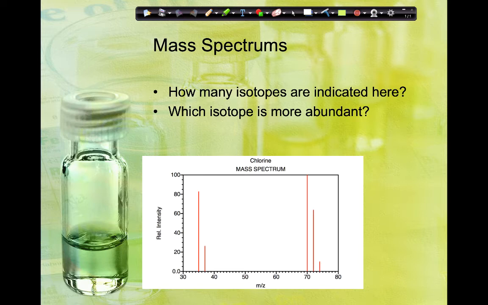So I want to know how many isotopes are indicated here and which isotope is more abundant. Okay, so now when I look at this, I do have 1, 2, 3, 4, 5 peaks. And normally when you see all those peaks, you'd say, okay, I have 5 isotopes. However, be careful about this because chlorine is special.